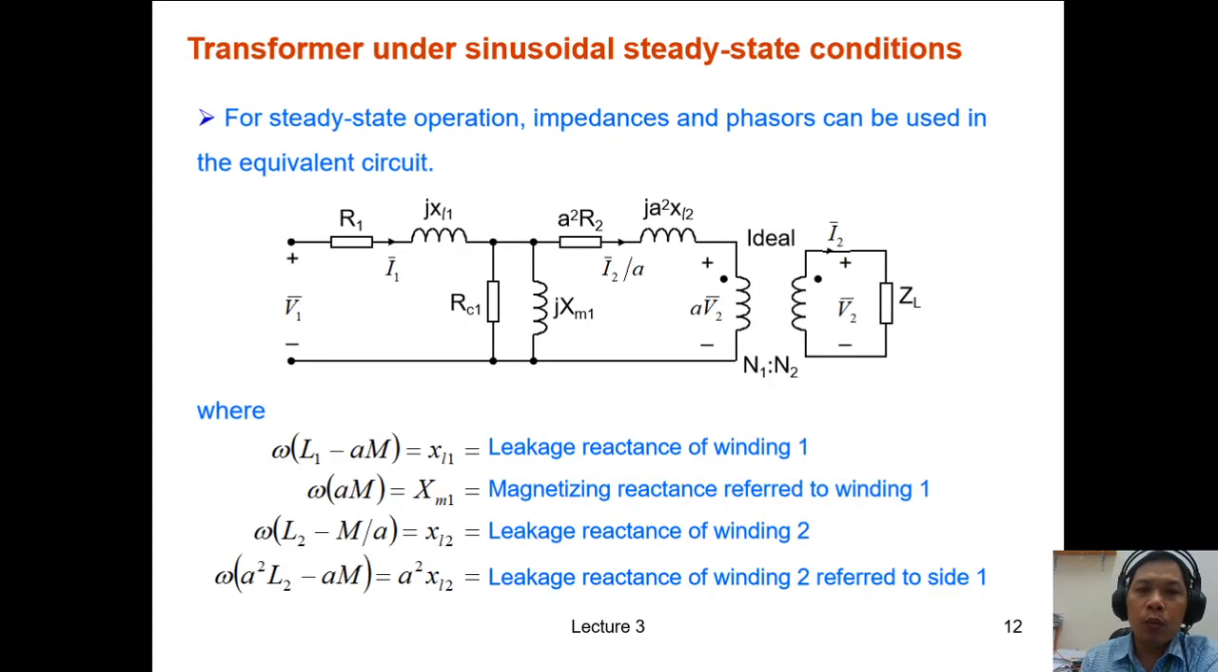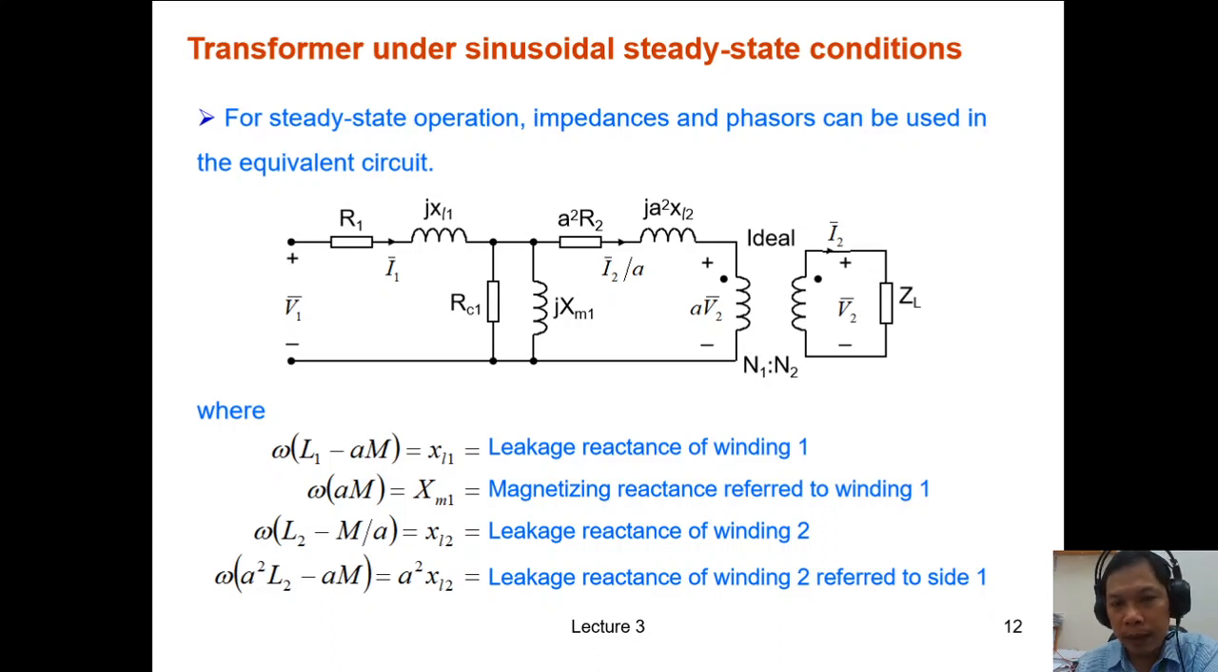Okay, we see that we have this as a steady state equivalent circuit for the transformer using phasor. This is called the exact equivalent circuit because we are trying to simulate all the real conditions in the transformer.